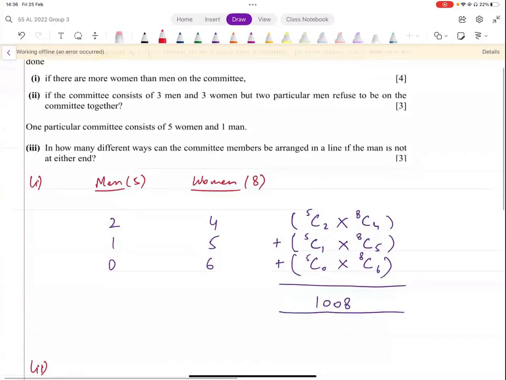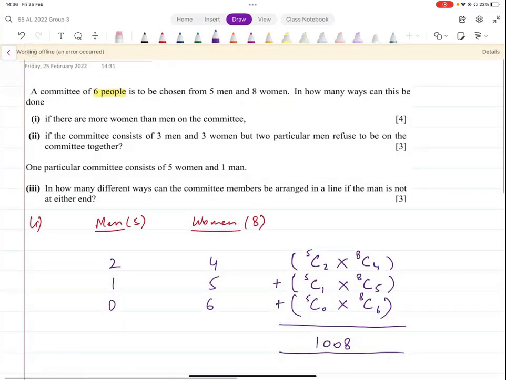Okay, now in the second part it says, the committee consists of three men and three women, but two particular men refuse to be on the committee together. Now, what does that mean? Aapke paas kya kya possibilities ho sakti hain? If the two men do not want to be together, that means if one is there, the other cannot be there. Or it's also possible that none of them is there. Ya dono committee mein na ho, ya ek ho, ya dusra. These are the three possible cases that we have.